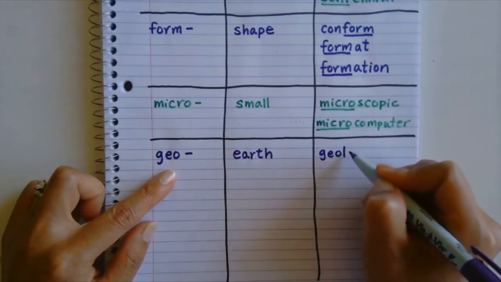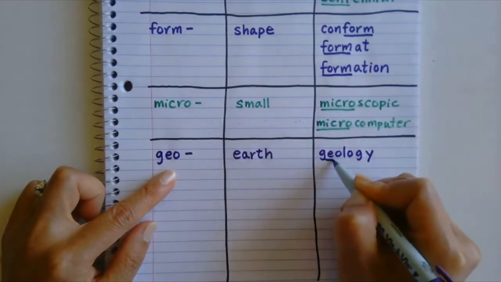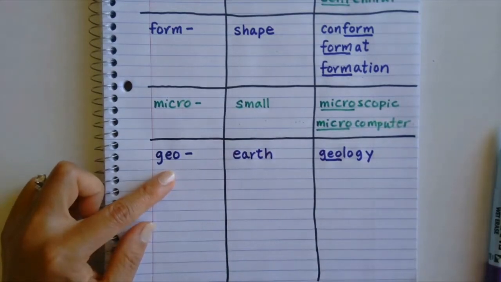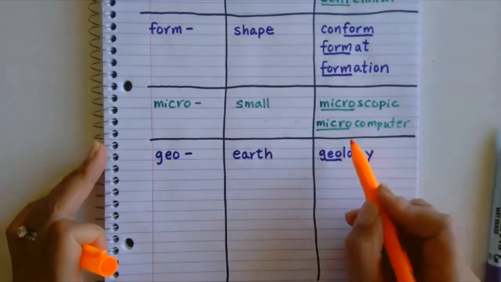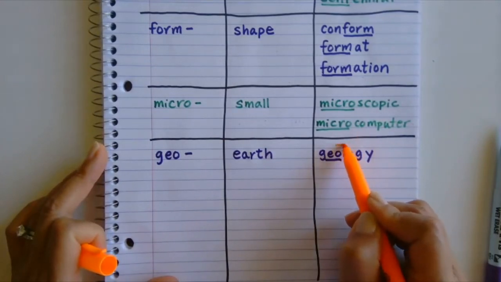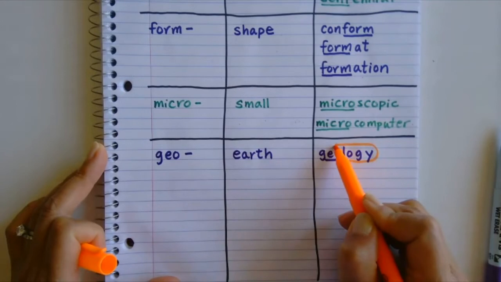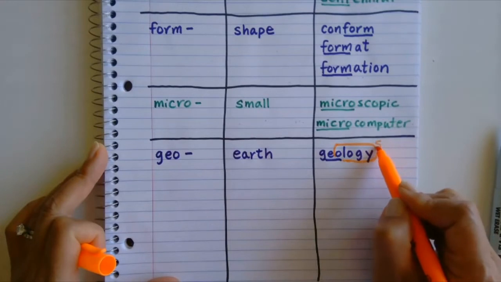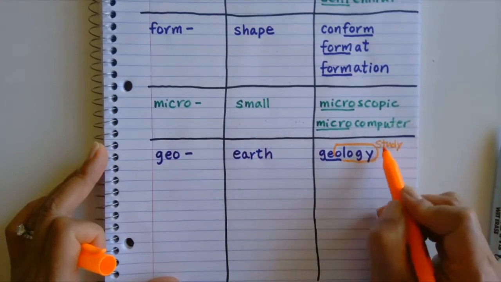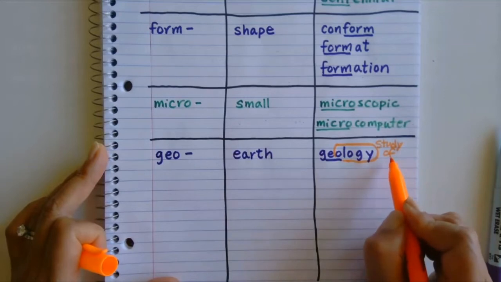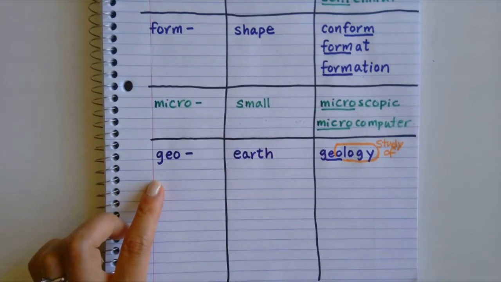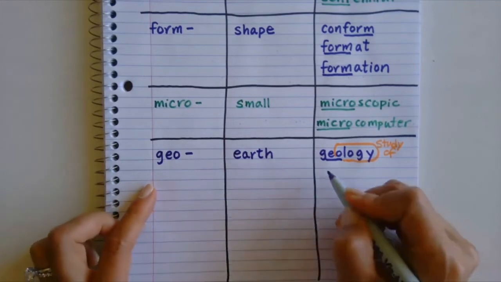Something like geology. Geology, so a study of earth. And I want to bring attention to where you are. I want to bring this out to you guys. This is ology. When you see a word with ology in it, this is also a Greek and Latin root. It means study of. So I know this is study of earth. Well, here's another word that has geo in it. Geography.